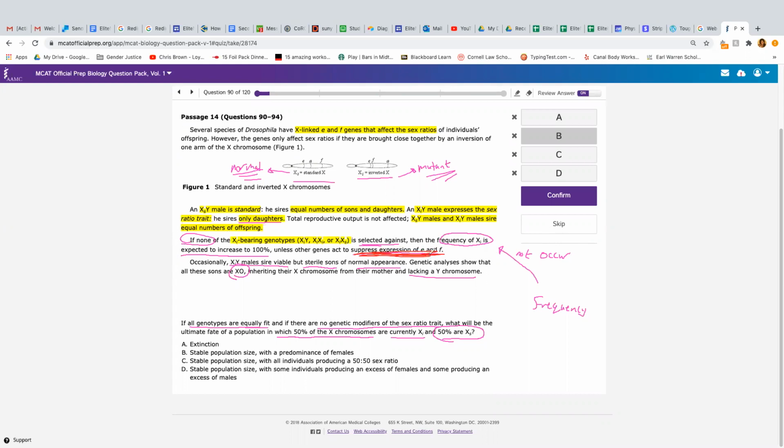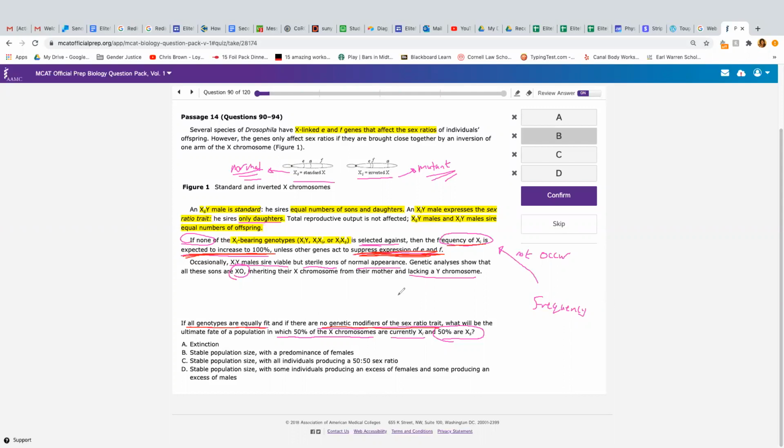difference, right? In this third paragraph, they told us that if you had no outside intervention, you would expect that the mutant gene would end up reaching 100% frequency. And if we look at the question, that is sort of mirrored in the question. It basically says if all genotypes are equally fit, and there's no genetic modifiers to the sex ratio, what's going to happen to a population that started off at 50% X and 50% XF and 50% normal X?